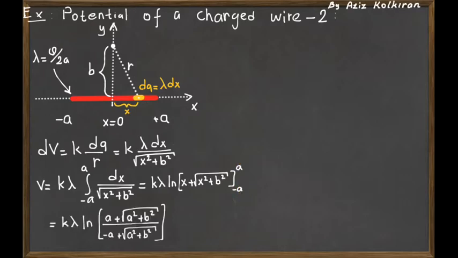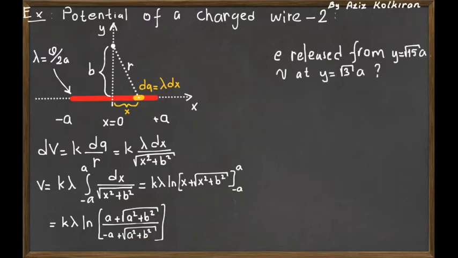So the final result is that the potential at any point which lies on the y-axis, a distance b away from the center of the rod, is expressed as k times lambda times the natural logarithm of a plus the square root of a squared plus b squared, divided by minus a plus the square root of a squared plus b squared.